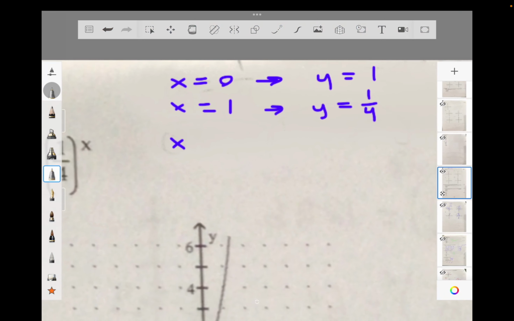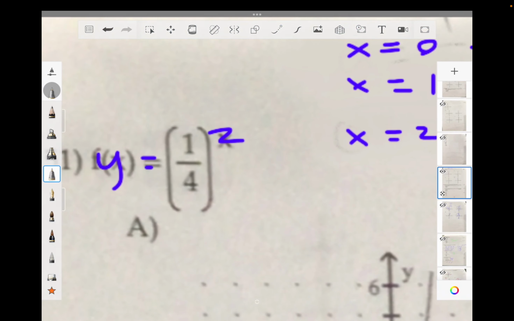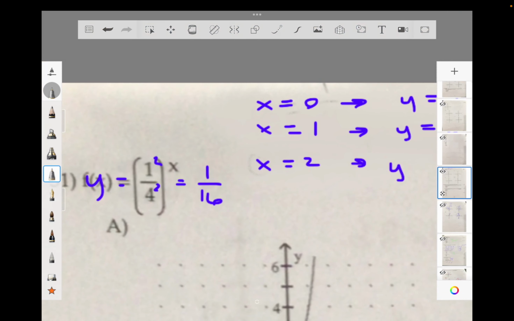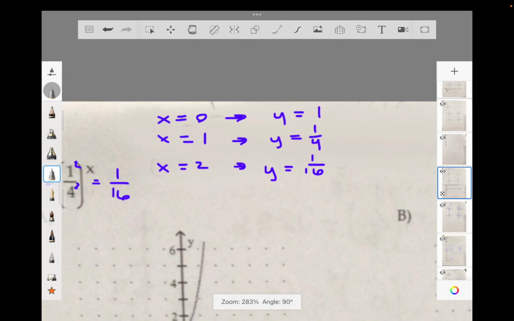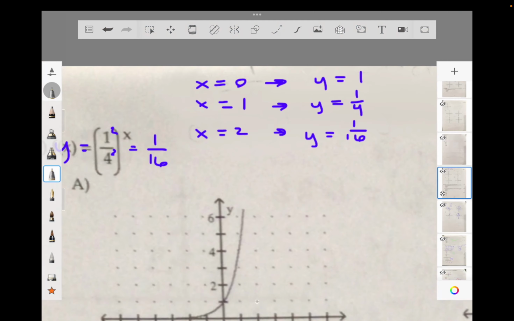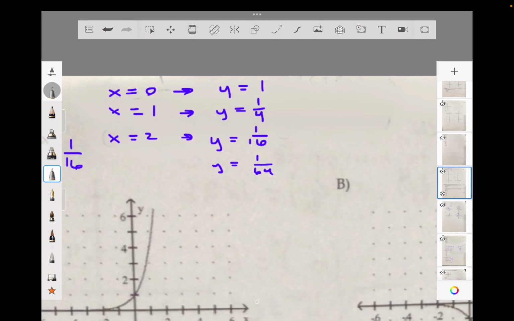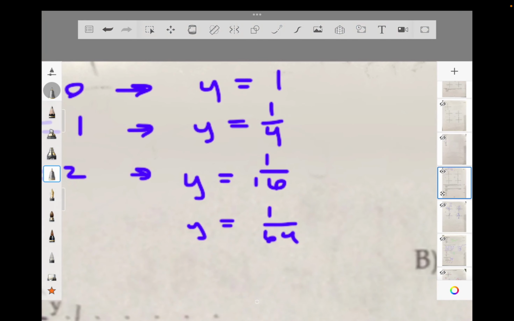But we could show it the next one, x equals 2. That becomes y, if this is 2, then you distribute the 2 on top and bottom, so it becomes 2 over here, which is 1/16. Again, 1/16 is smaller than 1/4, and then you could keep going, 1/64, and so on. So the number's getting smaller. However, I think you might be able to see that the number's not becoming negative. It's just becoming smaller and smaller.